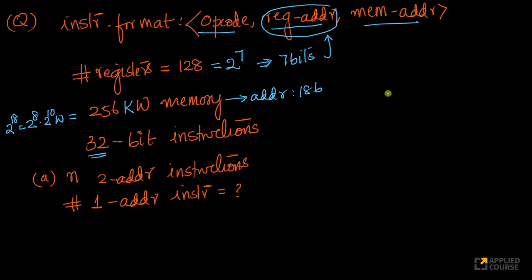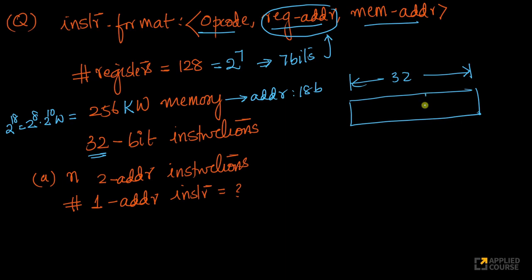The instructions are 32-bit. Look at this. The instructions are 32-bit long. So the whole instruction itself is 32-bit long. Okay, cool. Now, how many do I need for memory? I need 18 bits for memory, right? I need 18 for memory. I need 7 for, look at this, I need 7 for my register. How many are left now? 25 are occupied here. So I'm left with 7 more here for the opcodes.